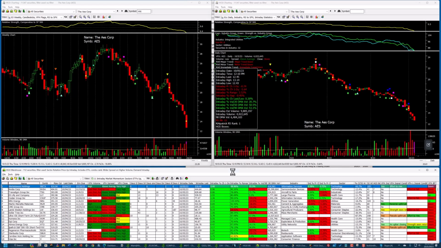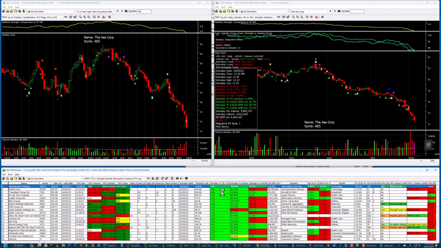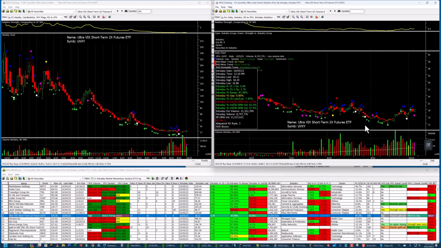So what this does, in addition to individual stocks, if I'm looking for some liquid ETFs to trade, if I just go down this industry group column, you can see the Ultra VIX short term is up 5.79% today. If I bring it up, there is a low volume test. There's an effort to rise, and then there was a pseudo upthrust here, but then a low volume test today, and you can see volume is coming into this.